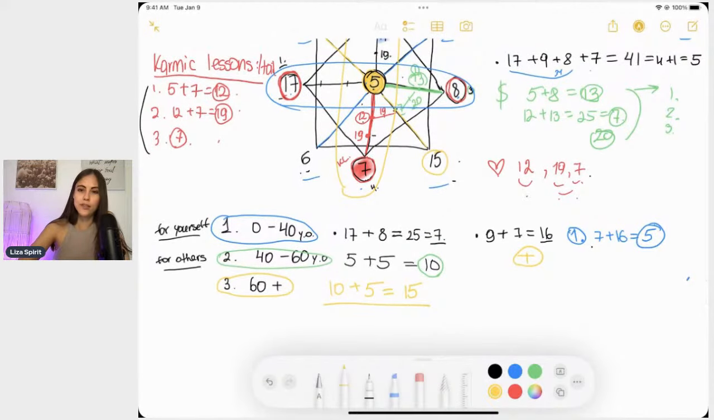Okay, let me read the comments and see what you got. Hey, my 0 to 40 years old number is 9. Can you tell me what it means? Number 9, it's called the Hermit.